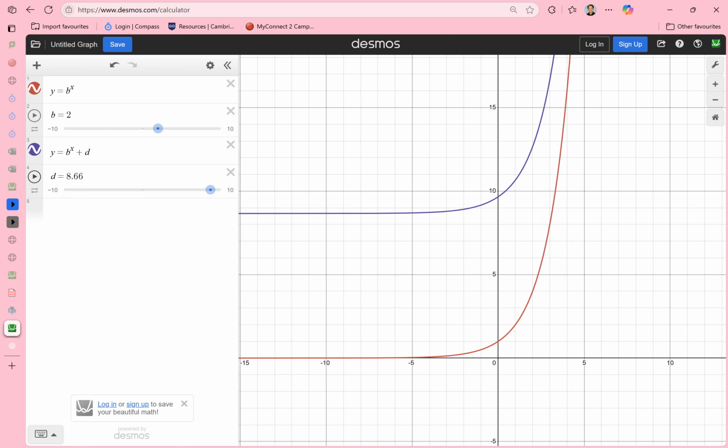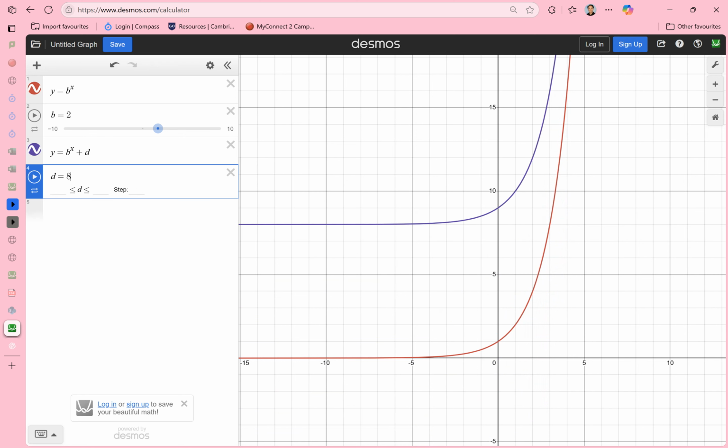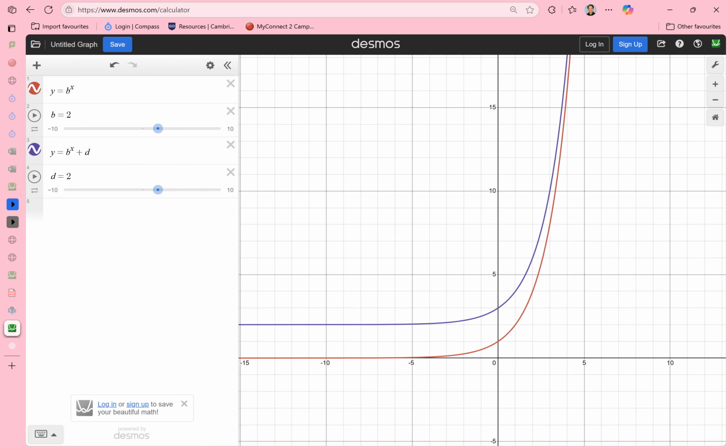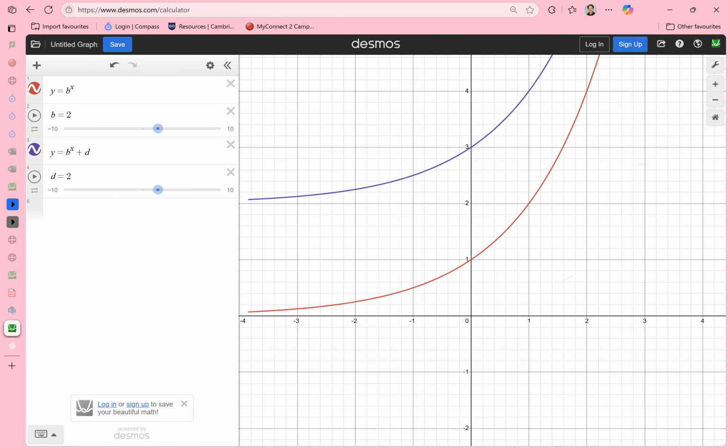Now, there is a certain value. Let's just change it to 2. There is a certain value that it approaches.